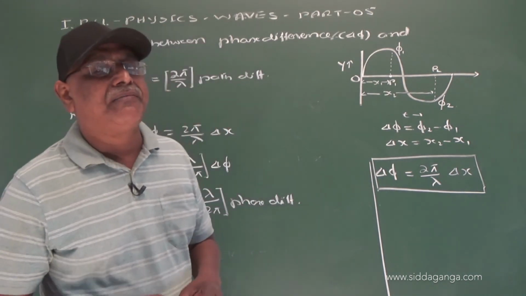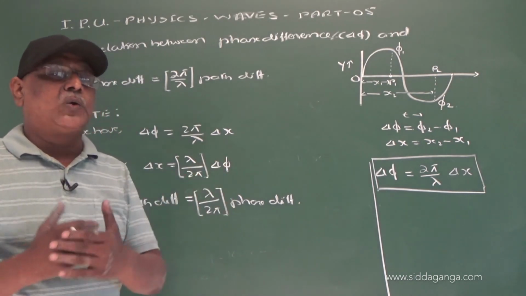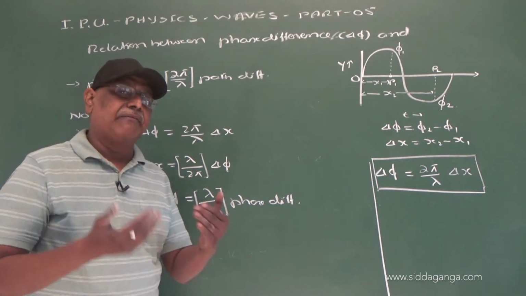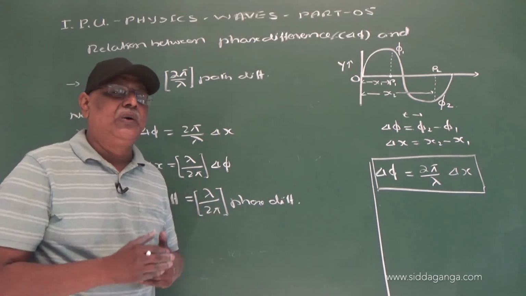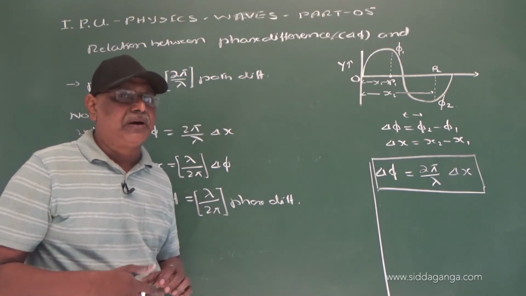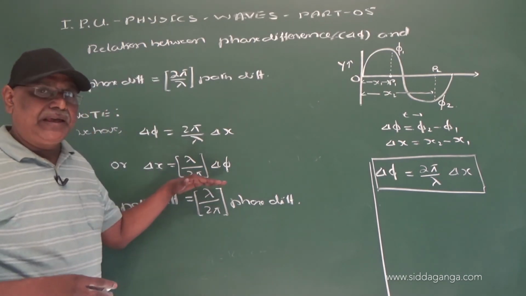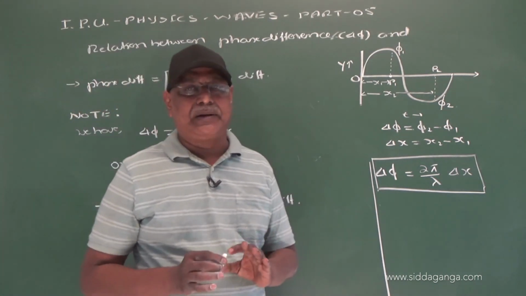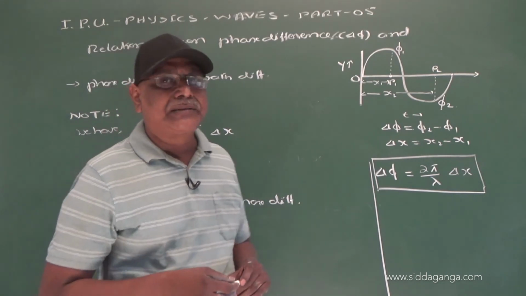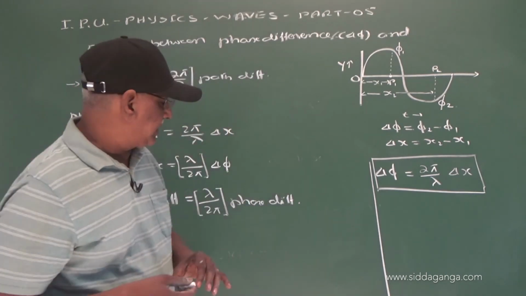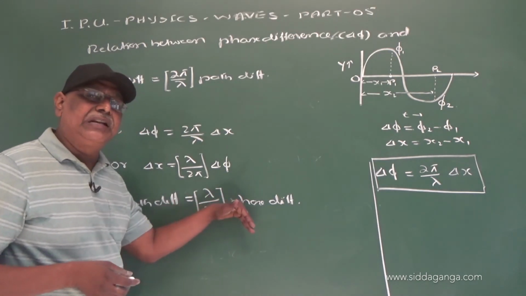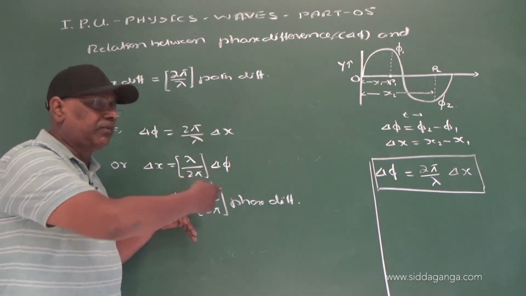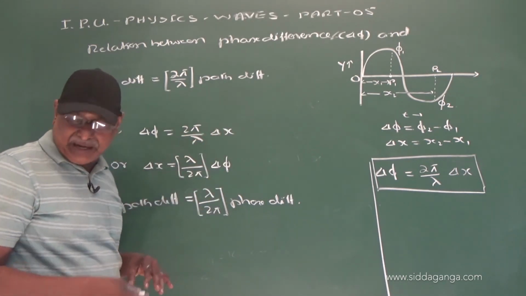From these equations, if we know the distance between the two particles of the propagating medium, that is the path difference, we can find the phase difference, or if we know the phase difference, then we can find the path difference. So this is a very important relation. We should know that one. Is that clear? In the next class, we will again discuss how to find phase difference and path difference practically, by using a progressive wave.